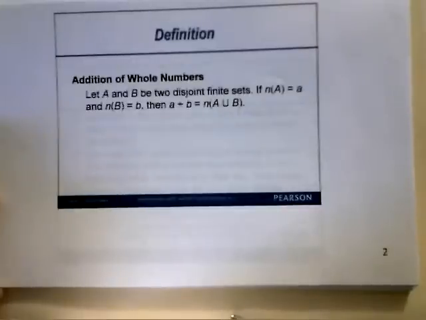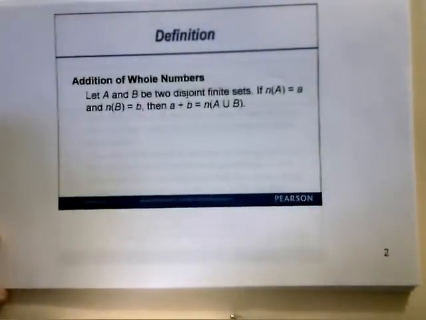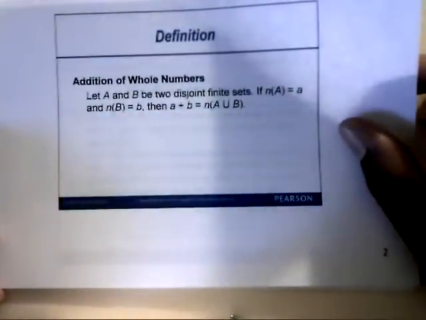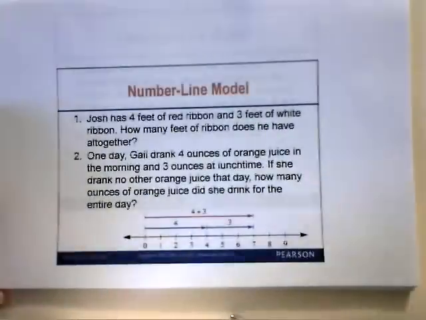All right, now, the definition of addition of whole numbers is this. You're going to let A and B be 2 disjoint finite sets. If the number of elements in A is equal to little a and the number of elements in set B is equal to small b, then a plus b will be the number of elements in the union of A and B. Of course the union means we're putting the two together, and this is the symbol for the union of A and B. And again, both A and B must be 2 disjoint finite sets.